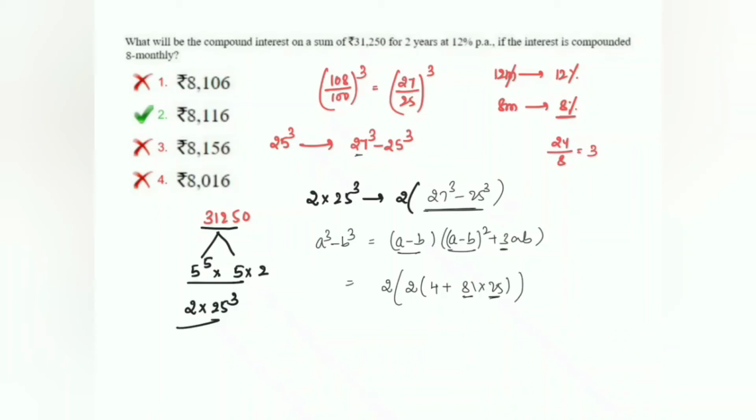9 square into 5 square is 45 square. 4 into 45 square is, we know, 2025 plus 4 is 2029. Multiply it with 4, 29, 4, the 116, 8,116 rupees.